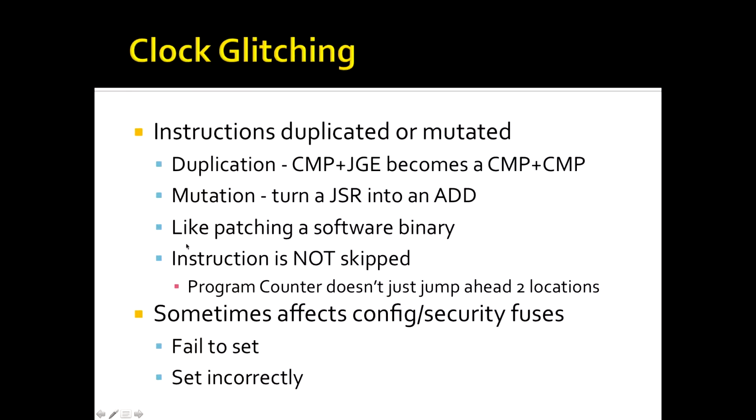So this is kind of the hardware equivalent of patching a software binary, where you go into your hex editor and edit an instruction to become something harmless. And so technically the instruction is not actually skipped. So the program counter or the instruction pointer on the CPU doesn't just skip ahead 2 memory locations to the next instruction. It's still executed. It's either going to become a duplication or a mutation. So it'll feel like it's being skipped, though, in those cases.